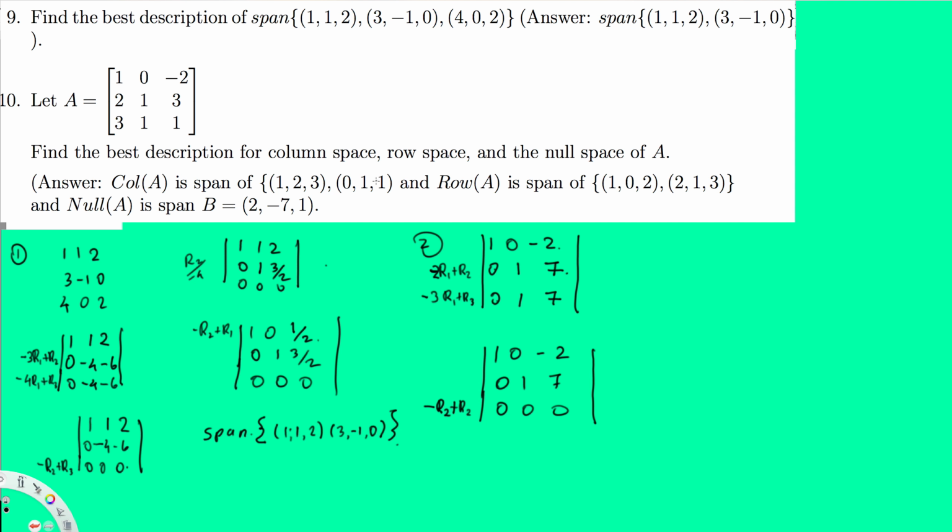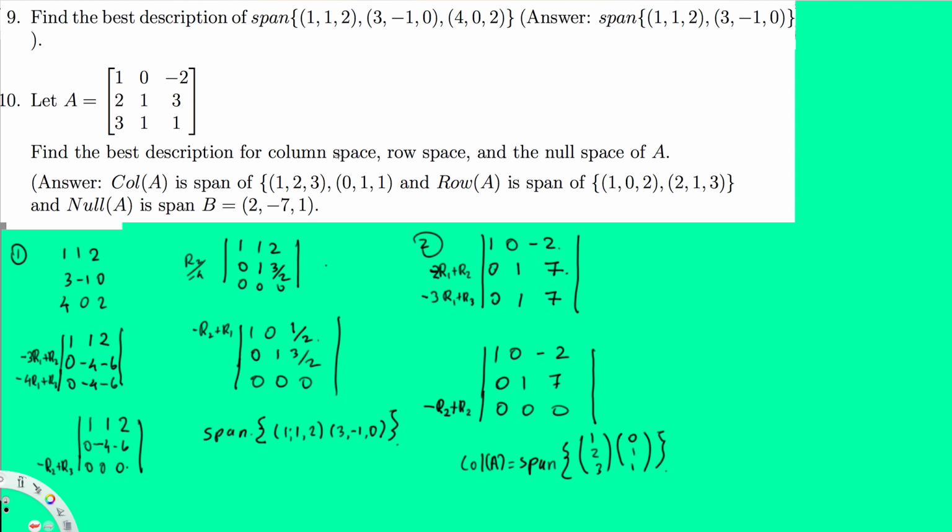So the best description of the column space is going to be the columns with the pivots. If you see, the first column has a pivot and the second column has a pivot. So we have to write these two columns as the answer. So the answer for this one is going to be column space of A is equal to span of the first two columns, the columns with the pivots, right? So it's going to be 1 2 3 and then 0 1 1. So this is the answer for the first question.